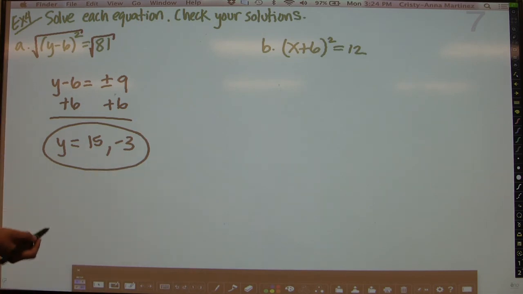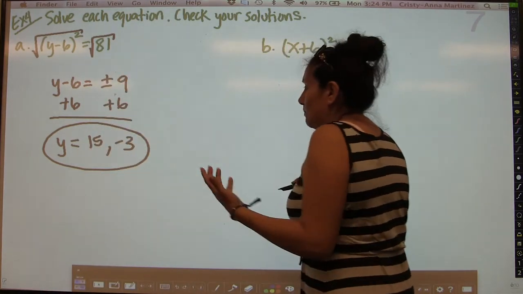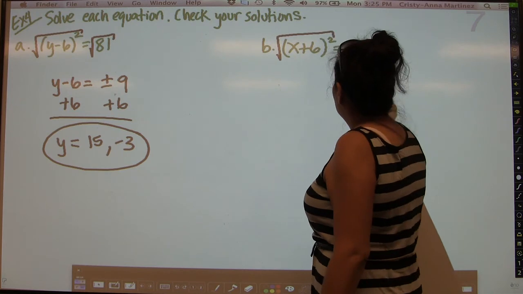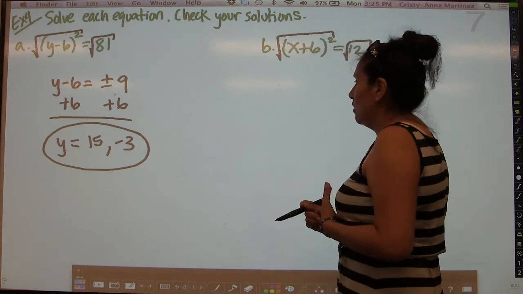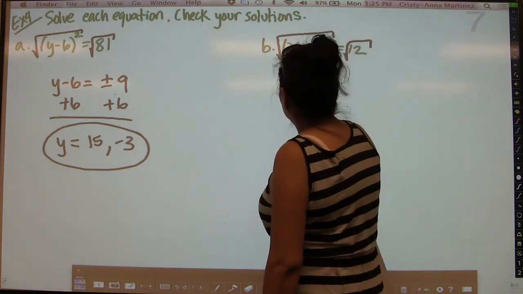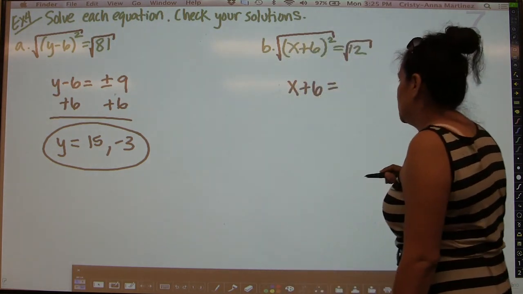And then we want to go to part B in the same way. The only difference with part B and part A is that in part A, the square root of 81 was a beautiful integer, 9. In the case of the 12, the square root of 12 is not going to be an integer, it's going to be a decimal. So that's going to make it a little bit more complicated for us to simplify, but it's still doable.